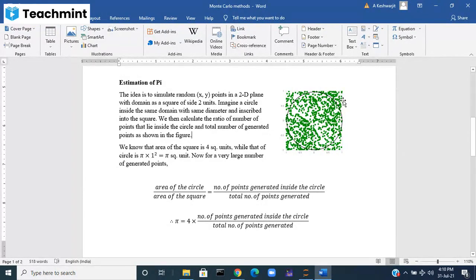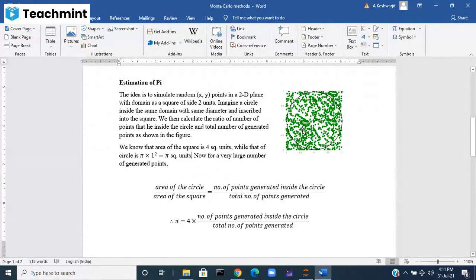Okay, let us see. We know that the area of the square is 4 units, because the length of a side is 2. Therefore the area of the square is 2 squared, and that is 4 square units. While that of the circle, what is the diameter of the circle? The diameter of the circle is 2 units. Therefore, the radius of the circle is 1 unit. Therefore, the area of the circle is pi r squared, and that is pi into 1 squared, and that is pi square units. There you go.